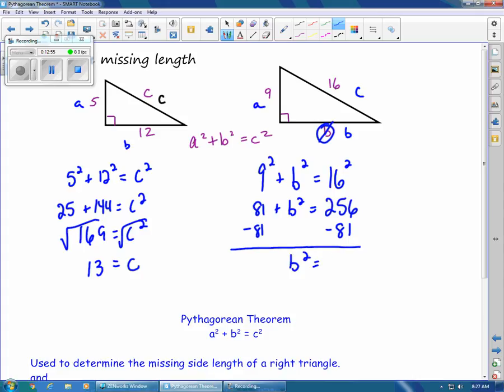B squared equals 175. I don't want B squared, I want B, so I'm going to square root both sides, and the square root of 175 is 13.228, and it goes on. I'm going to round to the nearest tenth, and I'm going to say it is 13.228, or about 13.2.